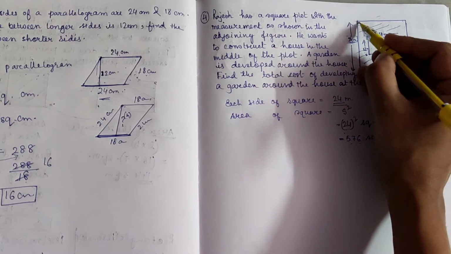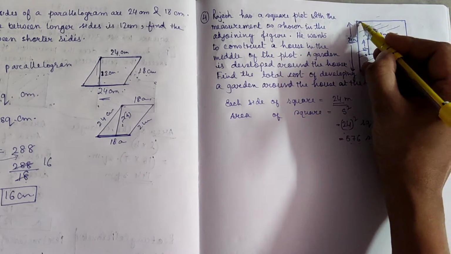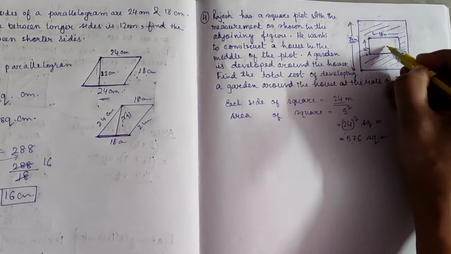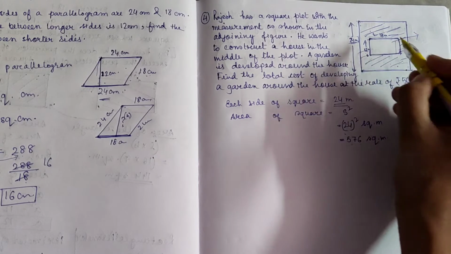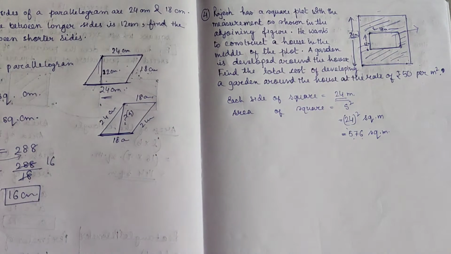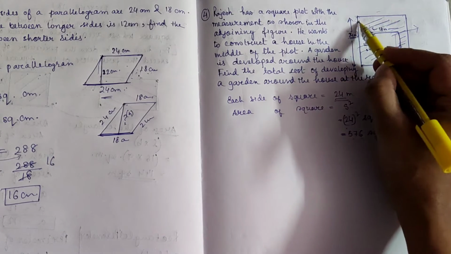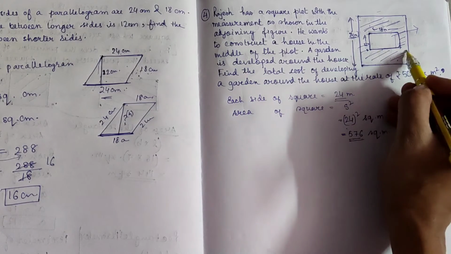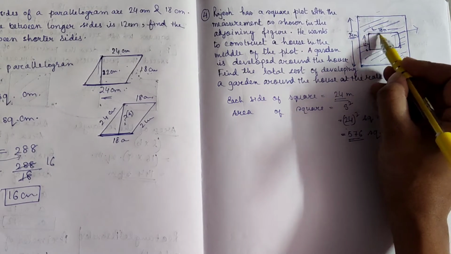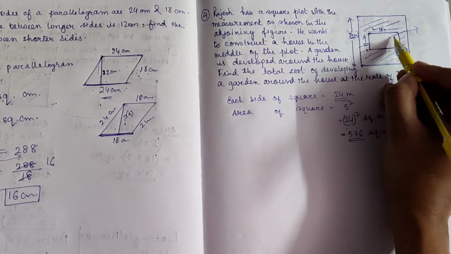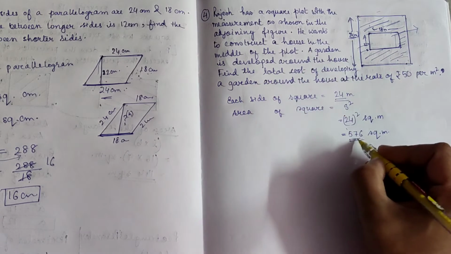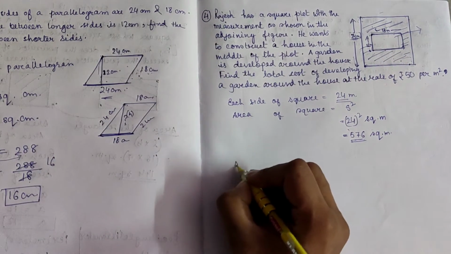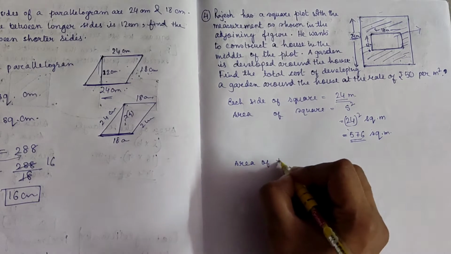Listen carefully. We have got the area of the plot, and to find the area of the garden, we have to subtract the area of the house from the plot, because the whole plot measures 576, but he will develop the garden around the house. So definitely not inside the house. So we have to do the subtraction from the plot. What we have to subtract? The area of the house.